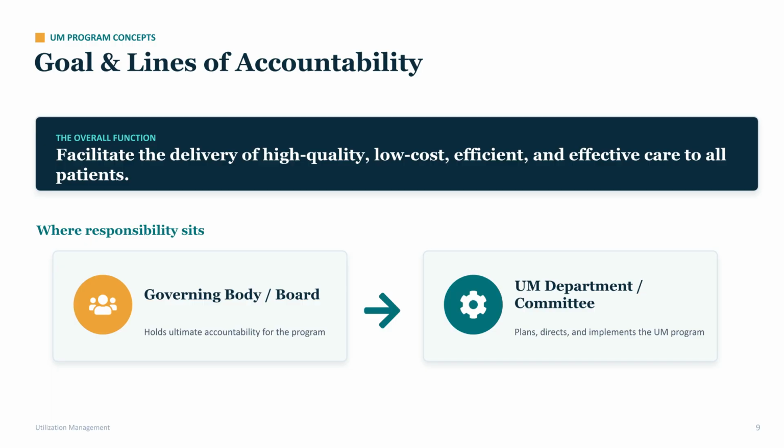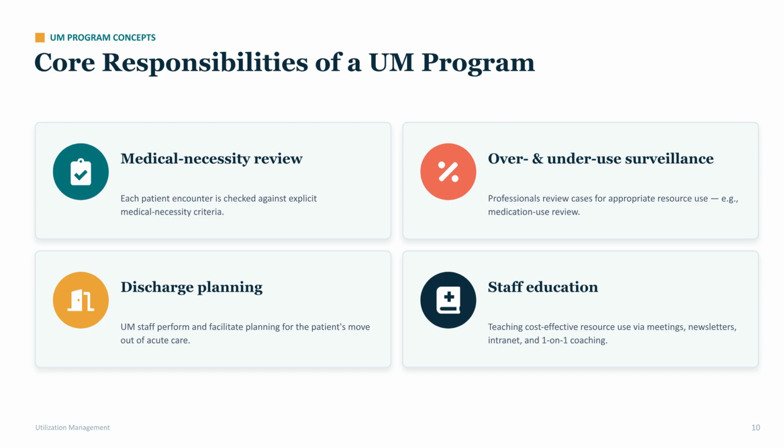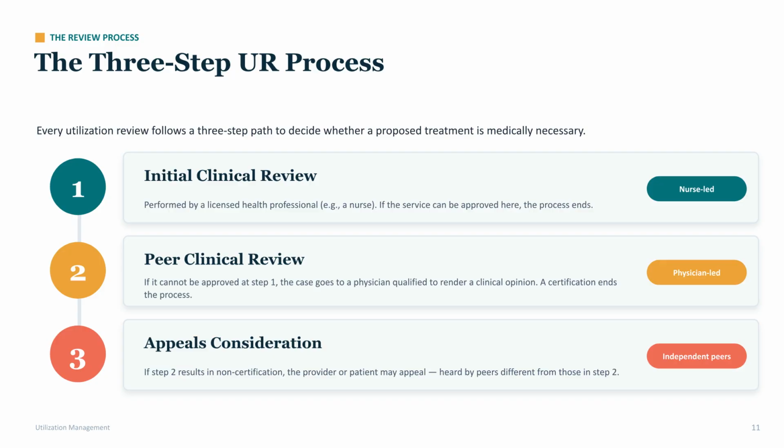The board holds ultimate responsibility, while a dedicated department or committee plans and implements the program to ensure efficient, high-quality patient care. Core responsibilities include medical necessity reviews, ongoing surveillance for usage patterns, discharge planning, and constant staff education to reinforce cost-effective practices. The process follows 3 steps: initial nurse-led review, physician-led peer review for complex cases, and an appeals process for non-certification. Importantly, only a physician can deny a service.